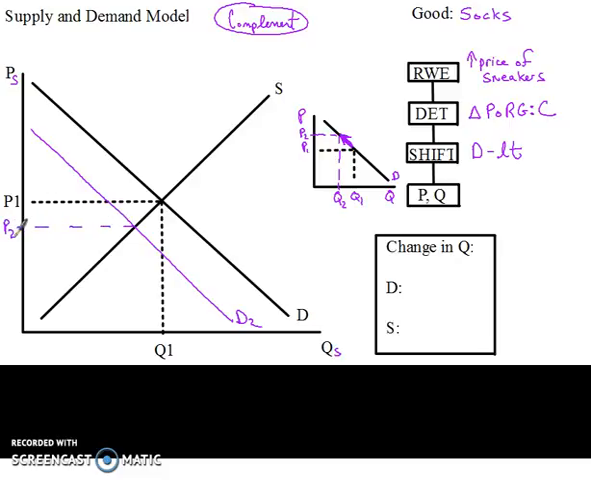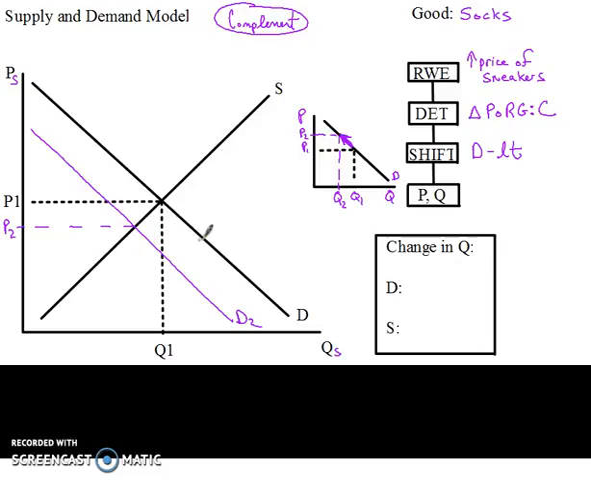By the way, there would also be substitutes here, like maybe instead of sneakers, people are wearing sandals or something like that. So there would be substitute effects. But we are right now just focusing on the complementary effects. If the price of sneakers goes up, they buy fewer socks. That's the complementary effect.